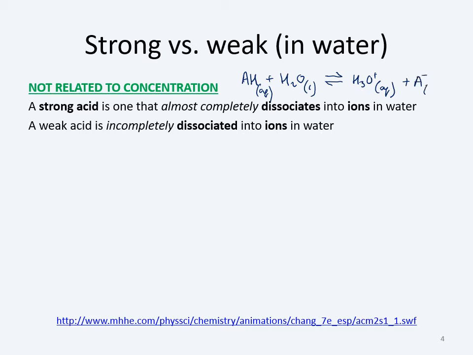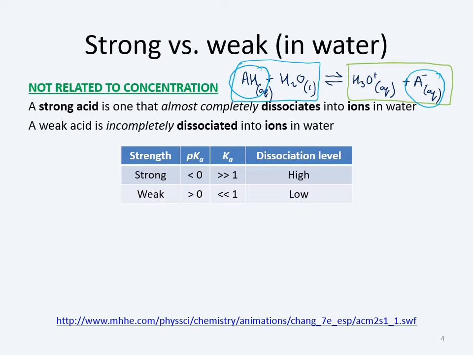A strong acid is one where the equilibrium lies on the right hand side, so the concentration of products is higher than the concentration of reactants. A weak acid is the opposite. The equilibrium will lie on the left hand side, and the concentration of the undissociated species at equilibrium, that's AH, is going to be much greater than the concentration of the dissociated species, A minus, at equilibrium. So it's not completely dissociated.